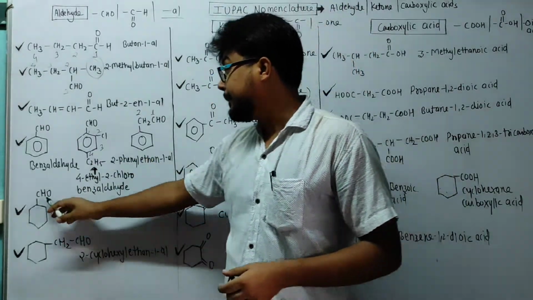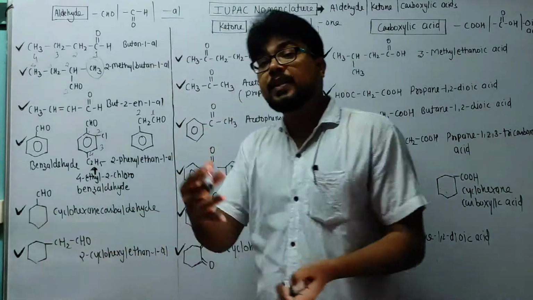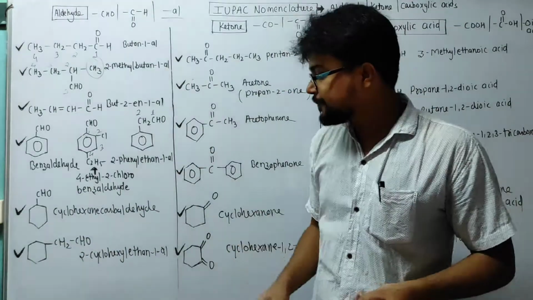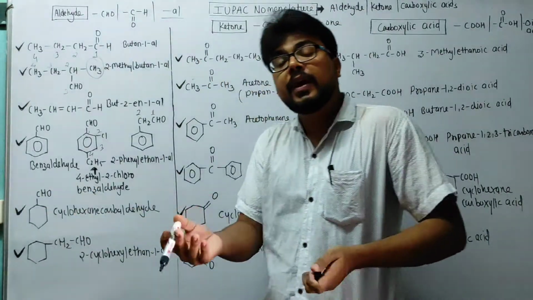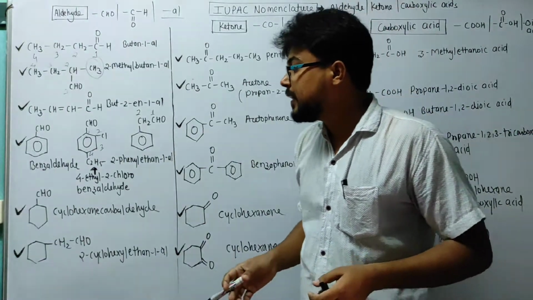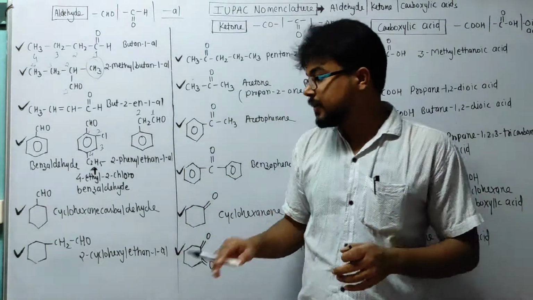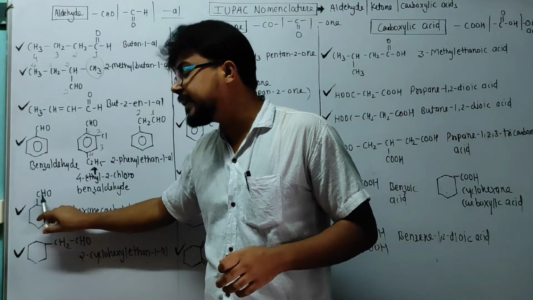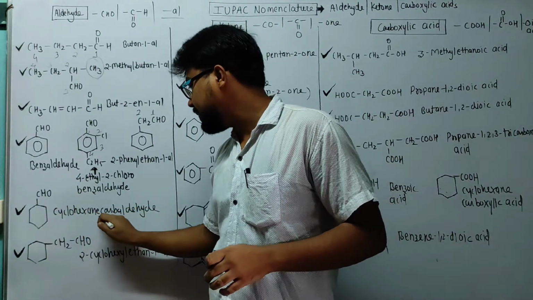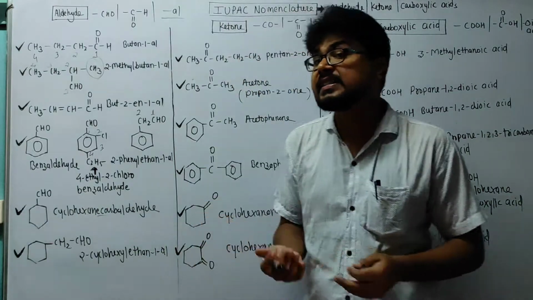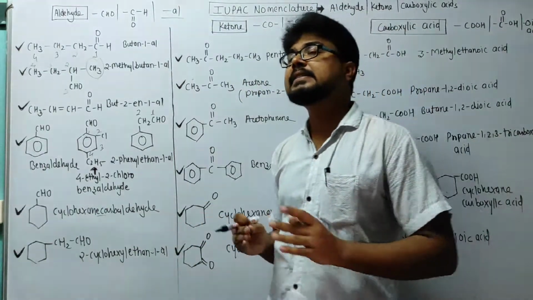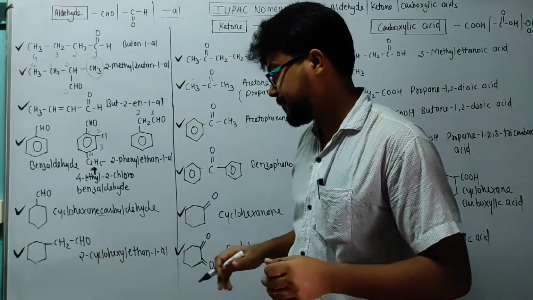Now if the functional group, that is aldehyde, is directly connected with a cyclohexane or cycloalkane system, then we will directly use the abstract IUPAC naming. Check cyclohexane and aldehyde. Between them I will write carb. So cyclohexane carbaldehyde. It is what? It is abstract IUPAC naming.